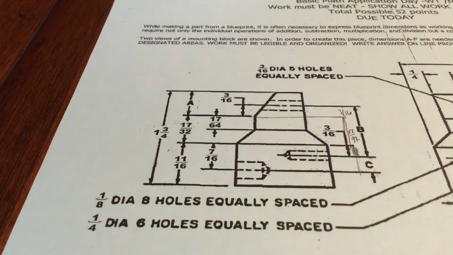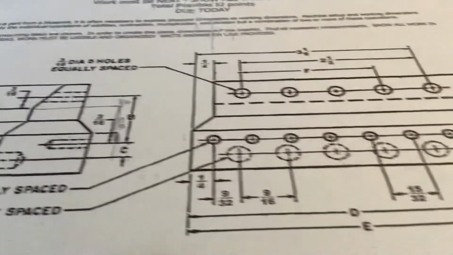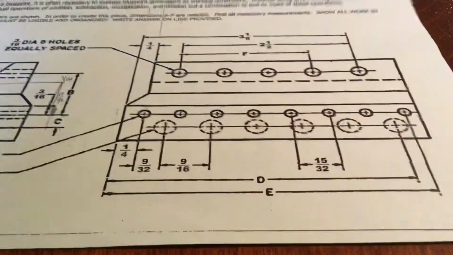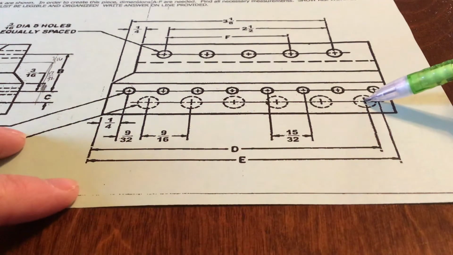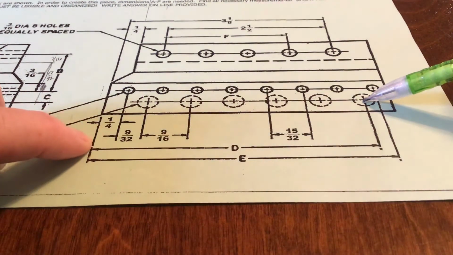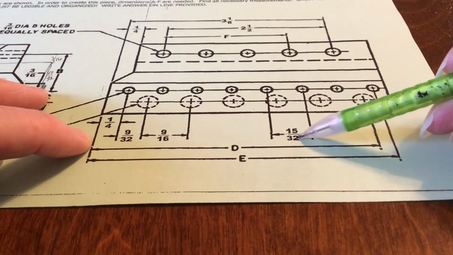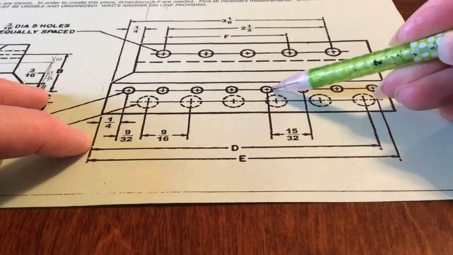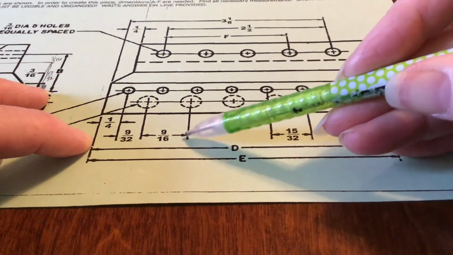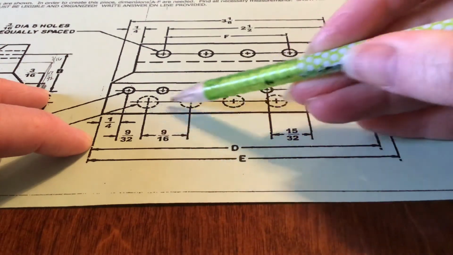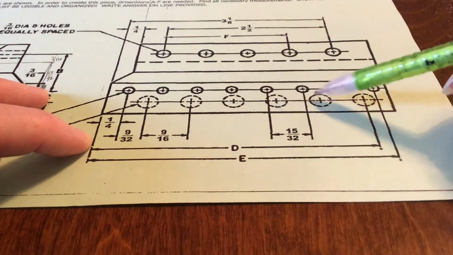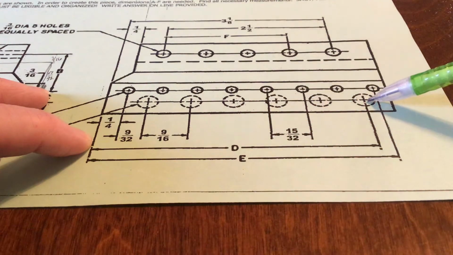Okay. D. D is this long piece over here. D goes from the center of this hole to the outside of the part. This 15/32 deals with these little teeny tiny holes, but this 9/16 right here is the center to center distance of each of these larger holes. That's how you would read that.